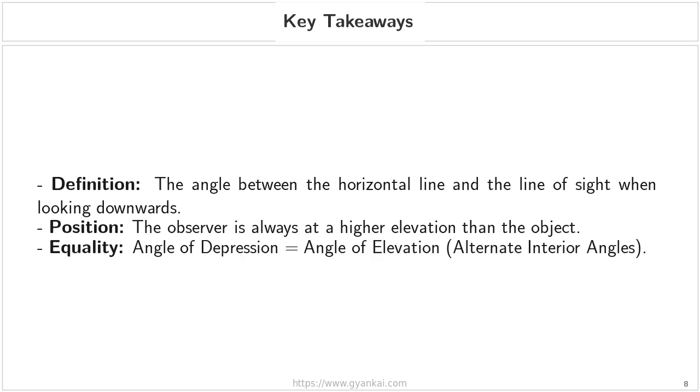Third, this is perhaps the most important mathematical shortcut we learned. The angle of depression is equal to the angle of elevation. This happens because the horizontal line at the observer's eye level and the ground are parallel, making the line of sight a transversal. This creates alternate interior angles, which are always equal.